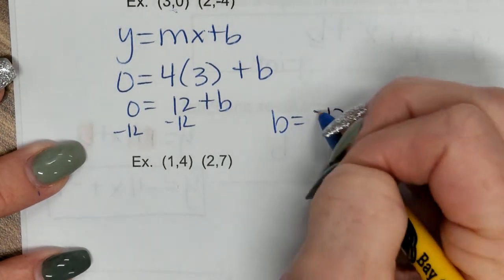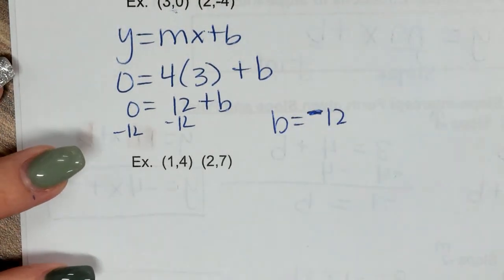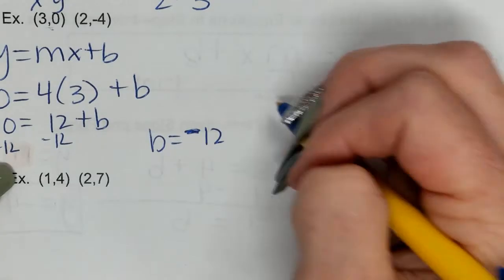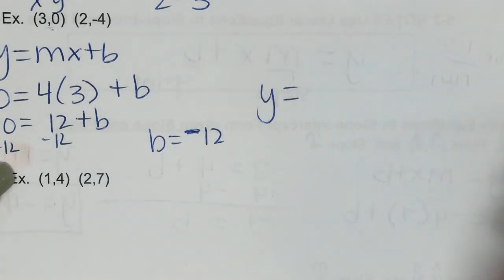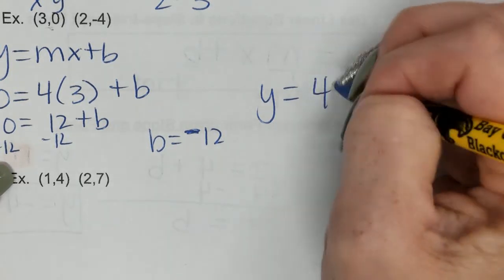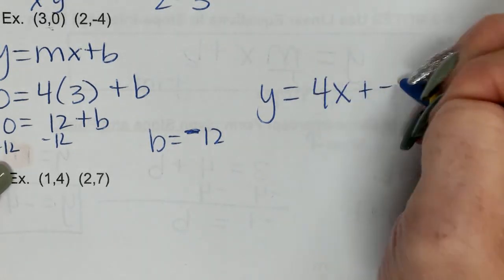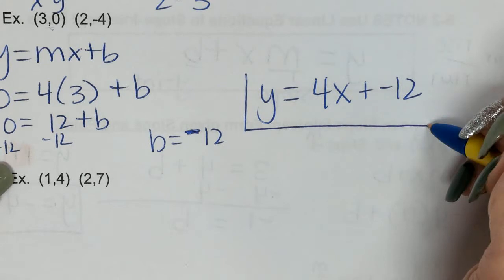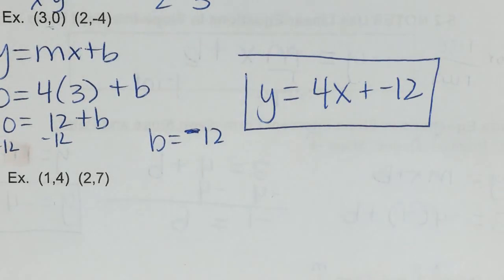All right, Gabby, write my equation. Y equals 4x plus negative 12 or minus? Perfect. Plus negative 12 or minus 12.